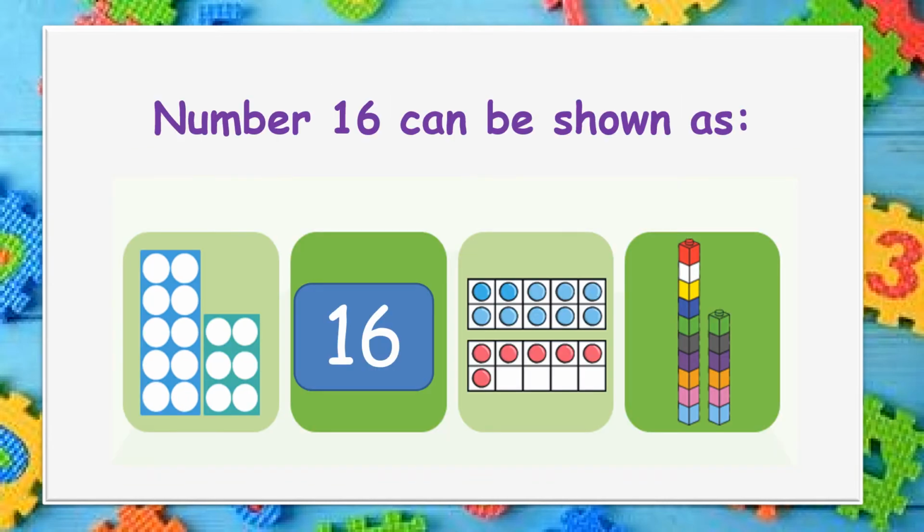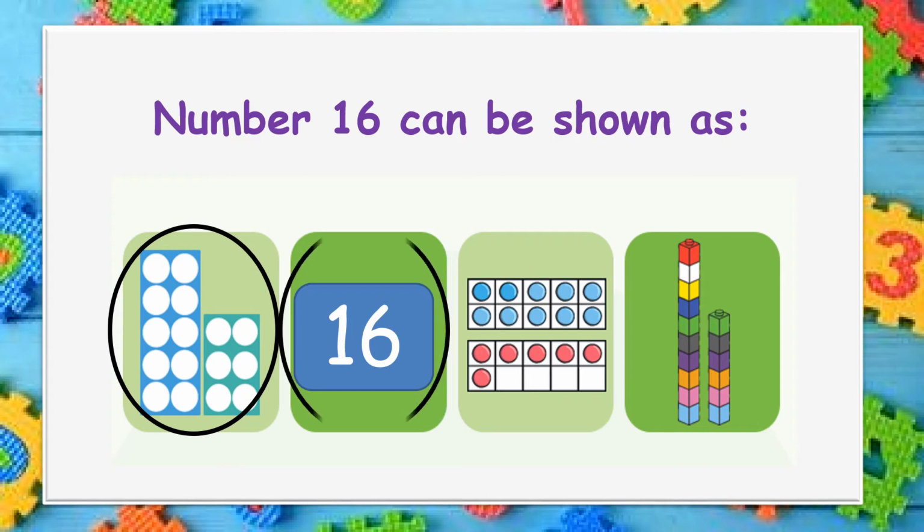Okay, children, now let's see how do we write number 16. Here we can see 10 dots and 6 more dots. That means there are 16 dots. 16 number is written like this, 1 and 6. In 10 frames we can see one 10 frame is fully filled and another 10 frame has 6 dots. That means 10 plus 6 is 16.